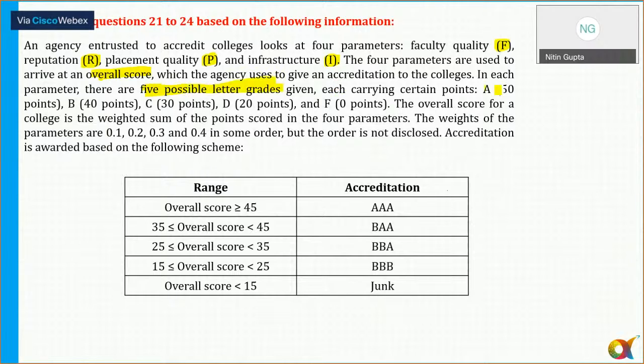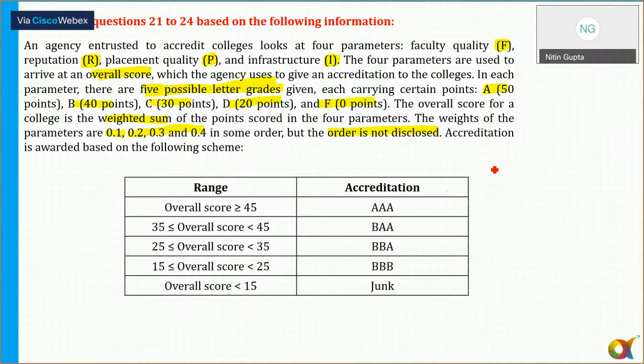Here A means you will get 50 points, B means 40 points, C 20, and F is 0. The overall score for a college is a weighted sum of the points scored in the four parameters. The weights are 0.1, 0.2, 0.3 and 0.4 in some order, but the order is not disclosed. So what is the order here?